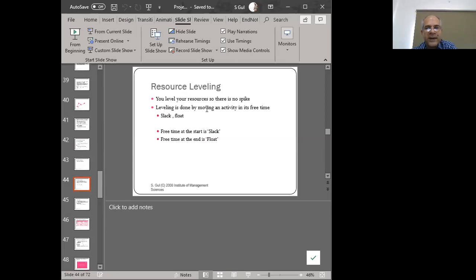Leveling is done by moving an activity in its free time. What does that mean? It means that the other person is free, right? I am too busy. So you are taking my time and assigning that to the other person because that person is free. So you are making that person busier, right? So we are doing this.